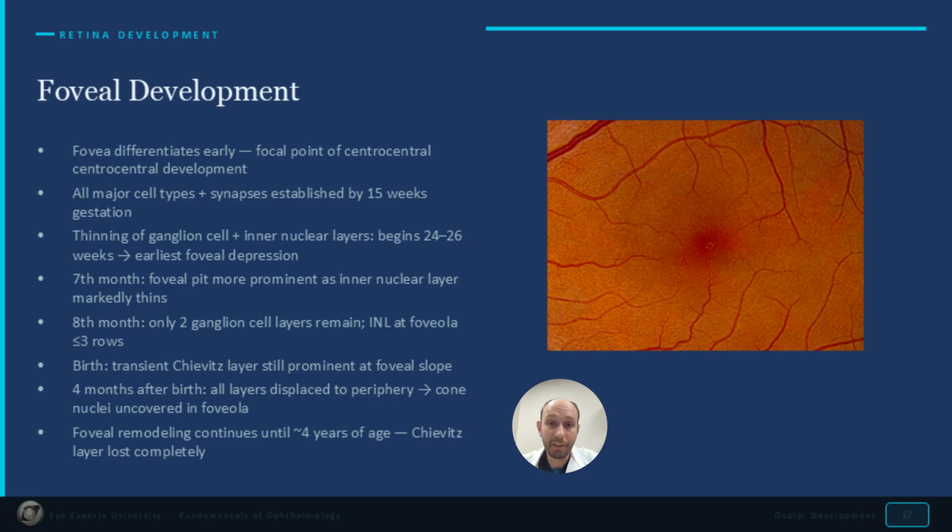Now, the fovea forms in the center, and it forms fairly early. It's established by 15 weeks. And then over time, it starts thinning out because remember, in the center, we don't want anything over there besides the photoreceptors. So by 8 months, there's only two ganglion cell layers remaining.